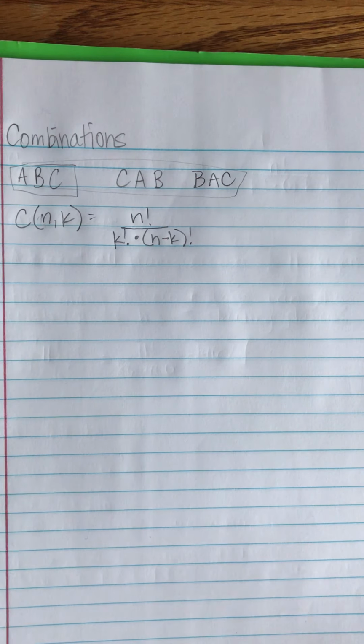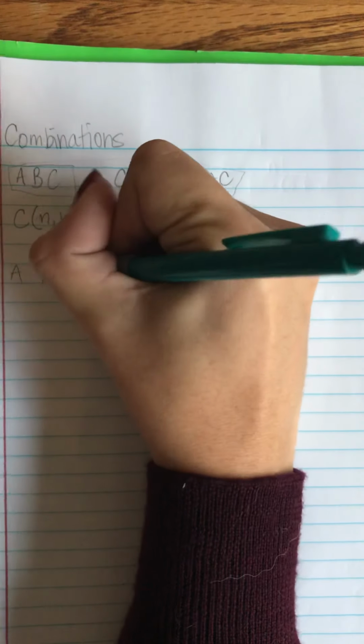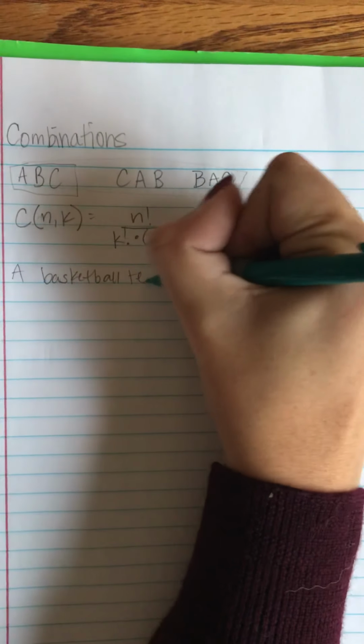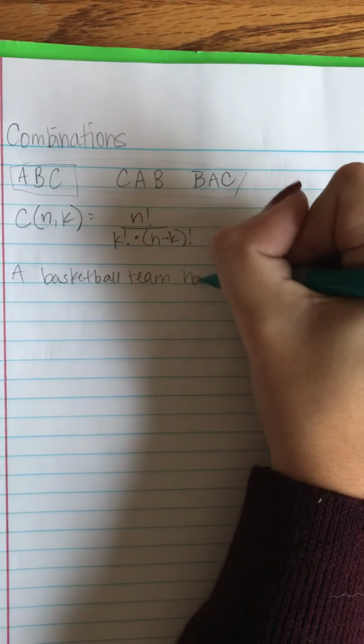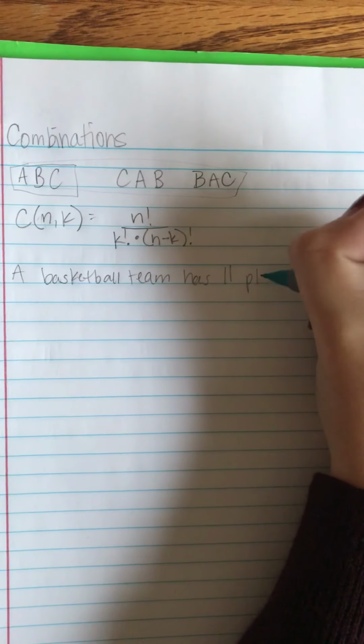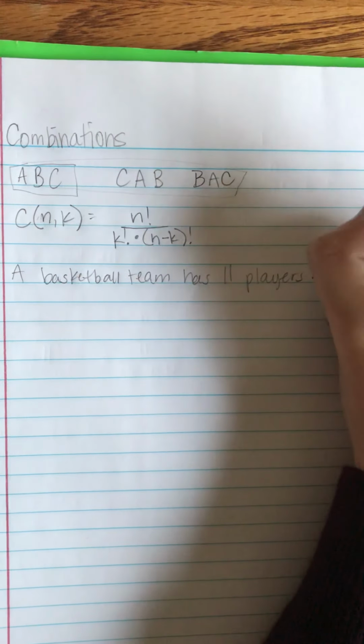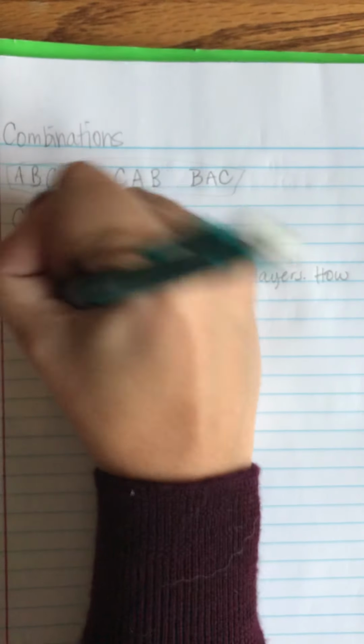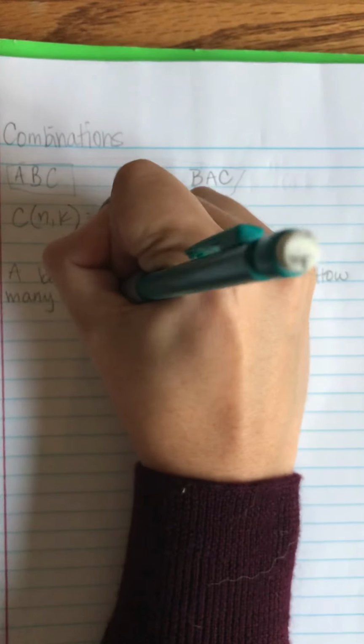It's on page 500 of the textbook, example 6a. A basketball team consists of 11 players. How many different ways can the coach pick his starting 5 players?